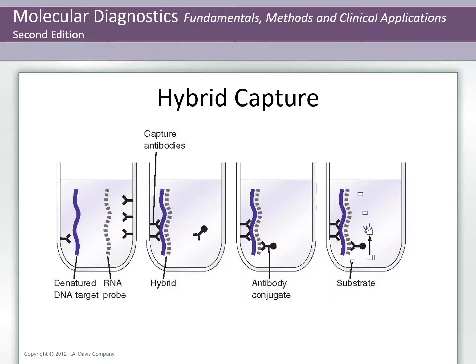Hybrid capture starts with hybridization of the RNA probe to the denatured DNA target. The RNA-DNA hybrid is then bound by hybrid-specific immobilized antibodies. A secondary antibody bound to alkaline phosphatase generates signal in the presence of a chemiluminescent substrate. The chemiluminescence is subsequently measured to determine the presence of the target.